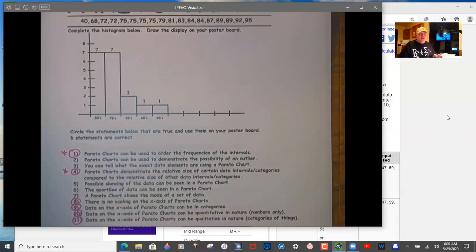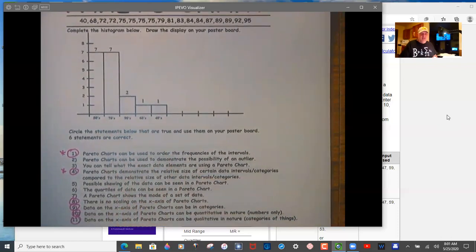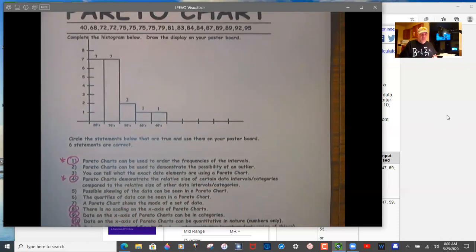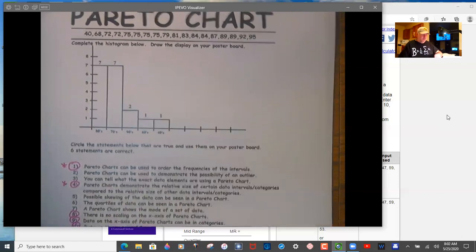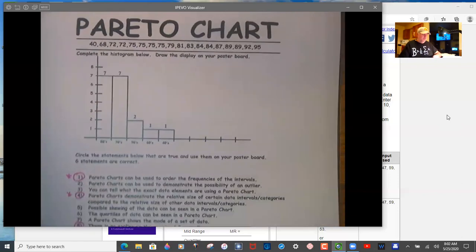So then this kind of becomes a bar graph rather than a histogram, because you're really just kind of categorizing down in the x-axis there. That's what a Pareto chart is, it just takes those bars and goes from greatest to least. Pareto chart.